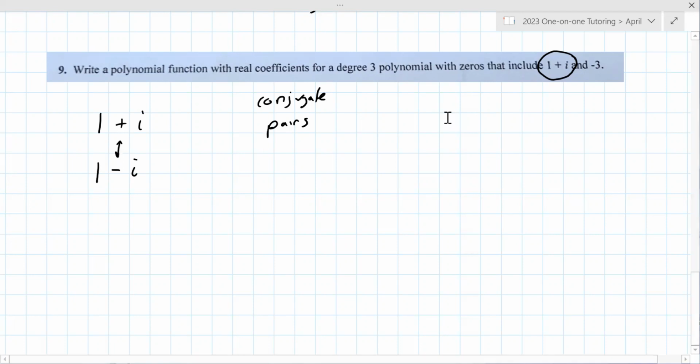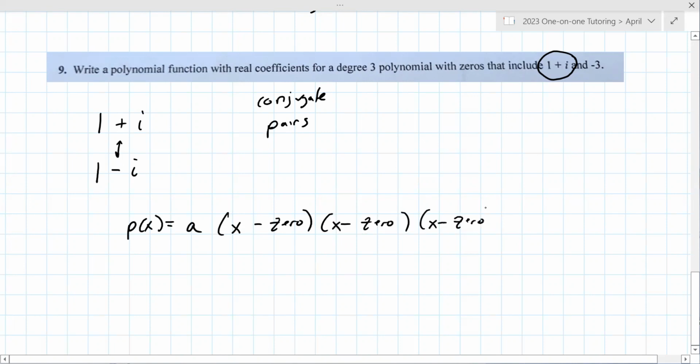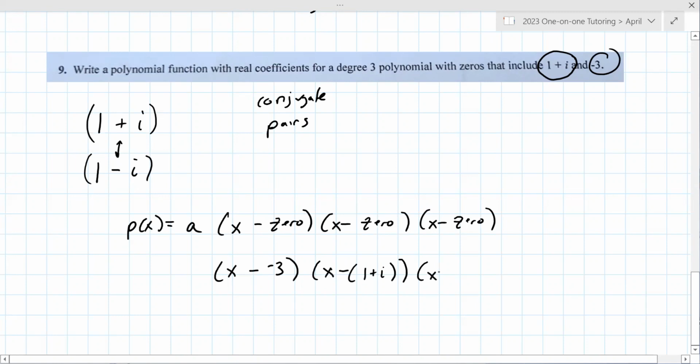So the way you write your polynomial in factored form, you have a leading coefficient A, and then it's x minus your 0, x minus your 0, x minus your 0. So for the real one, it's not too bad. It's x minus a minus 3. For the complex ones, you actually treat them like they're in parentheses. So it's x minus (1 plus i), x minus (1 minus i), like that.